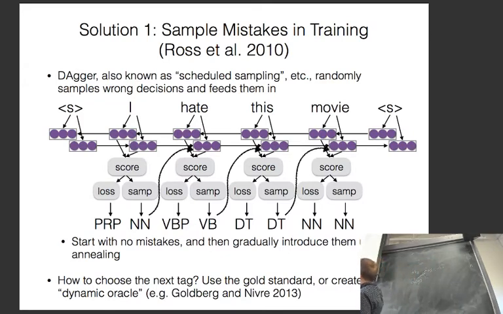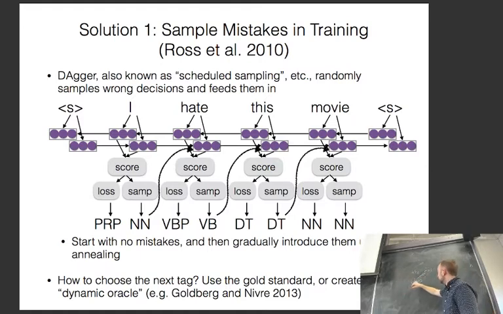One way you can fix this is by creating something called a dynamic oracle, which basically tells you the best thing that you could predict next time.